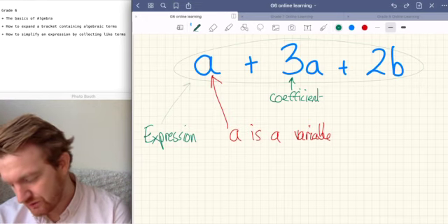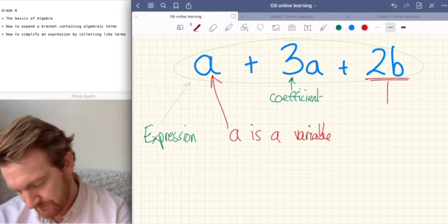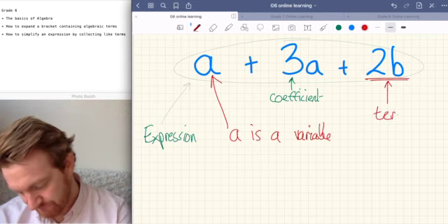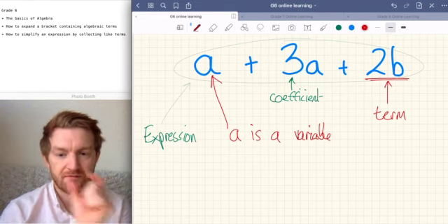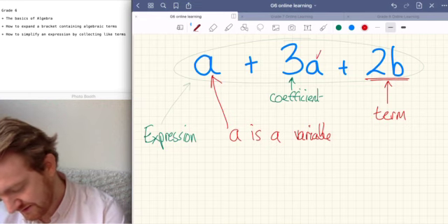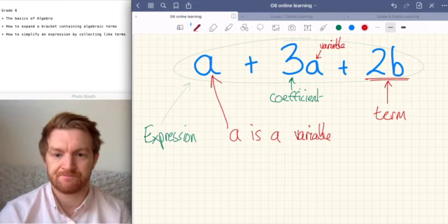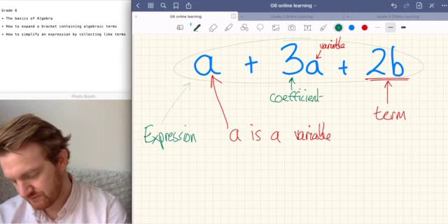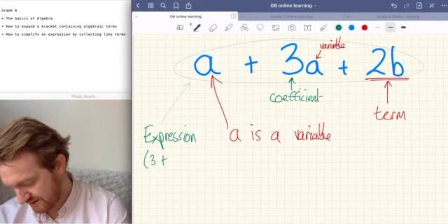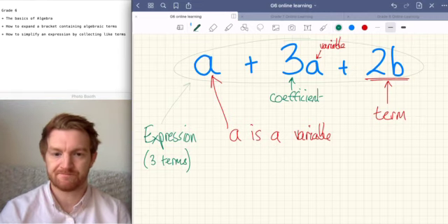When we put the 2 and the B together, so the whole thing, like 2B, each part is called a term. So 3 in the 3A is the coefficient. That little A there is the variable. But when you put them together, they make a term. So this expression, the whole thing, has 3 terms. It has A, 3A, and 2B. So those are the different names of the different parts.